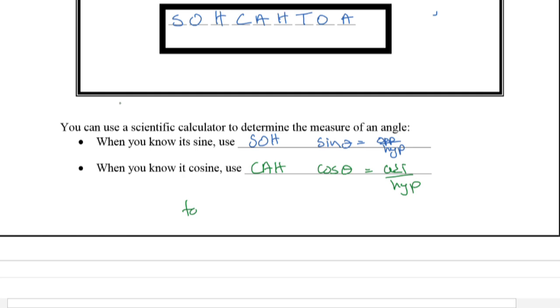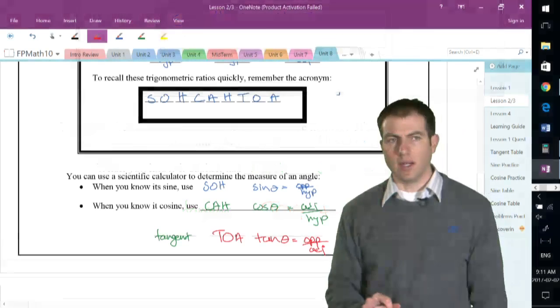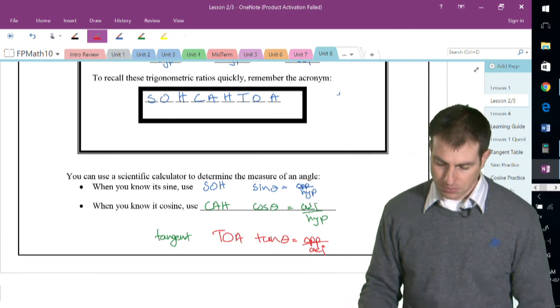The tangent is going to be TOA, which is the tangent of the angle is the opposite over the adjacent. SOHCAHTOA. I'll say it often. We'll use it.